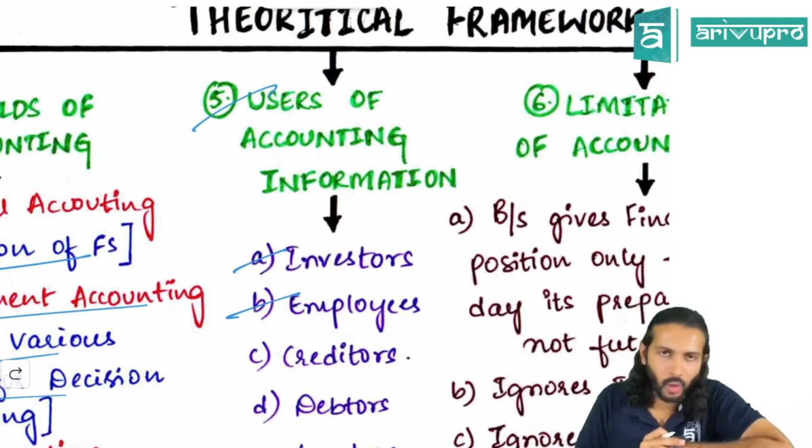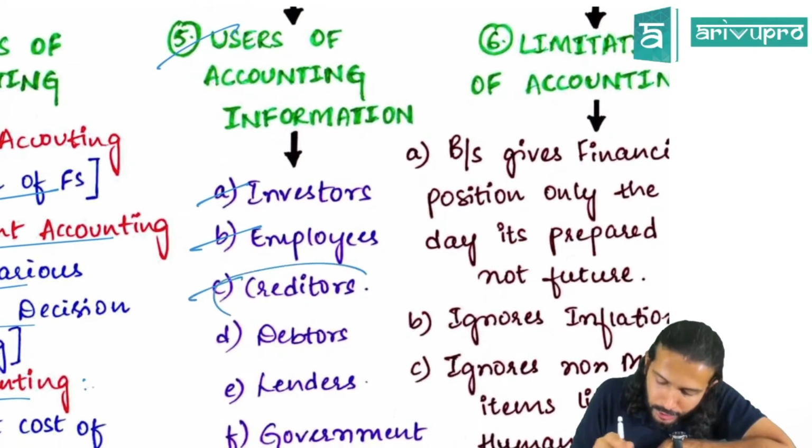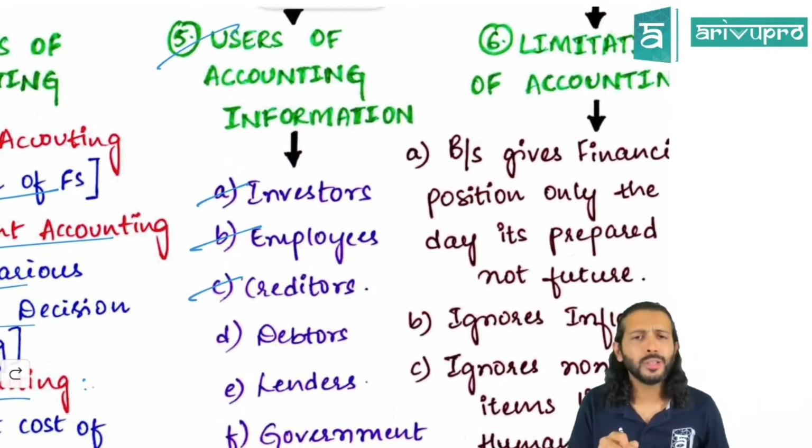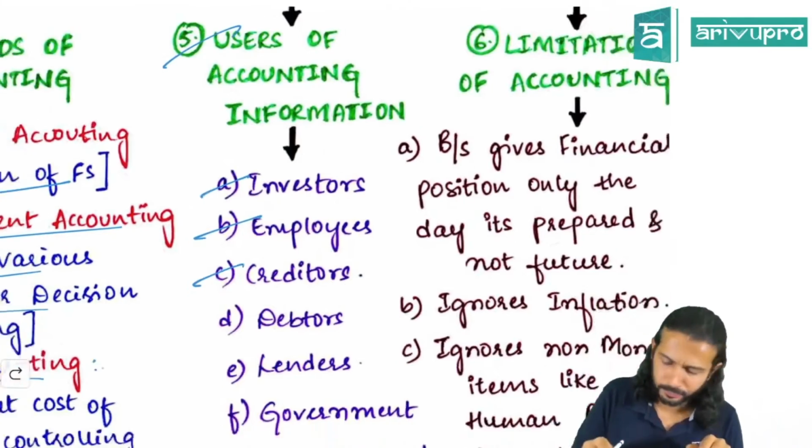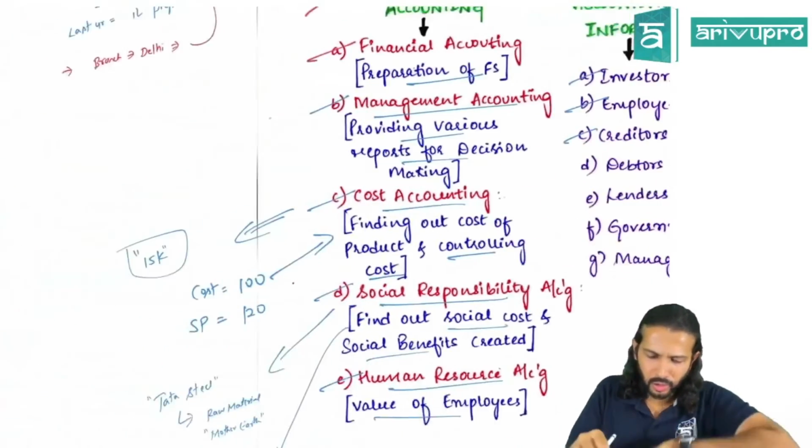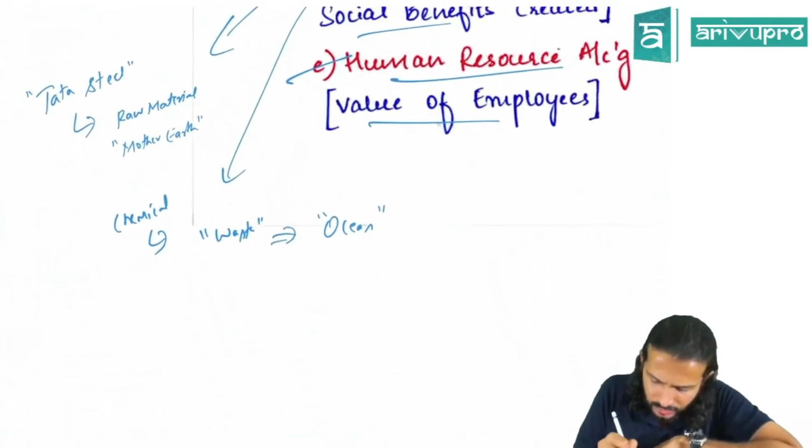That is one. Next is creditors. Creditors means those from whom we purchase the goods. Some of you are telling about the background, so I'll just give you a little explanation.